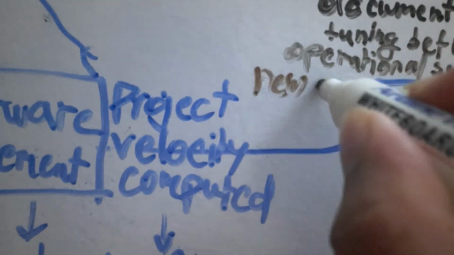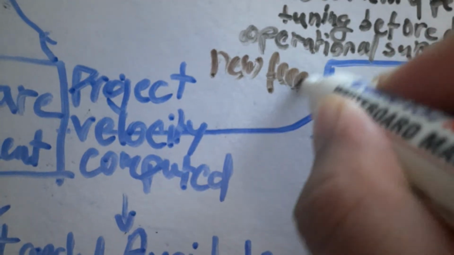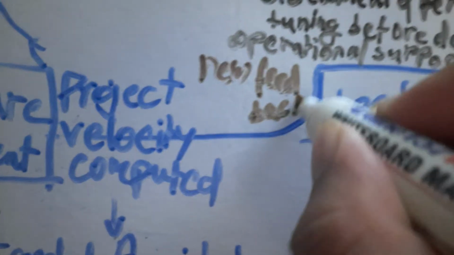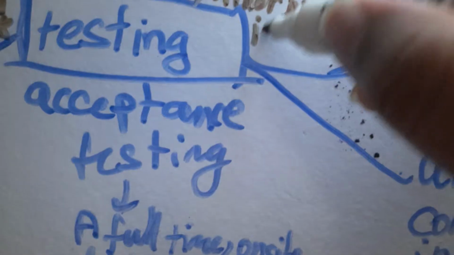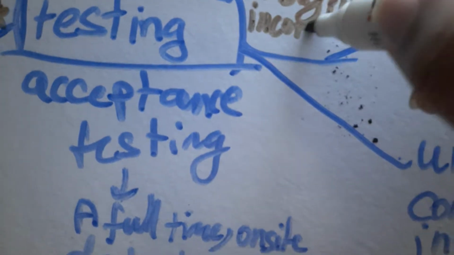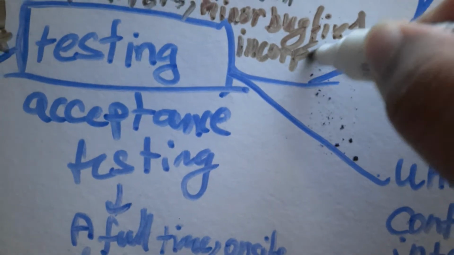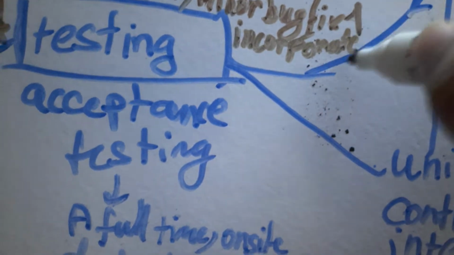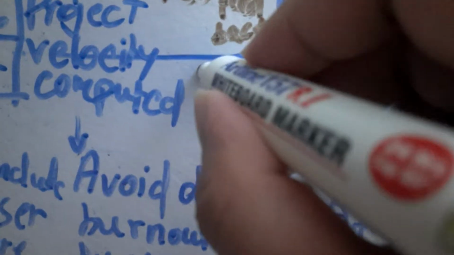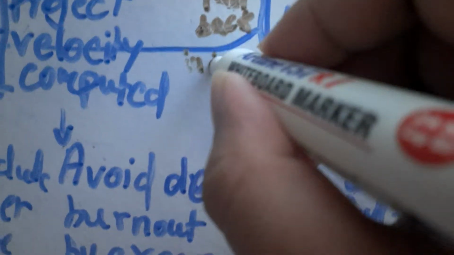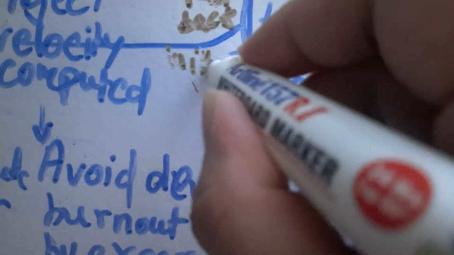new feedback incorporated in iteration. Sorry, wait a second, in iteration. Ink is done, bro.